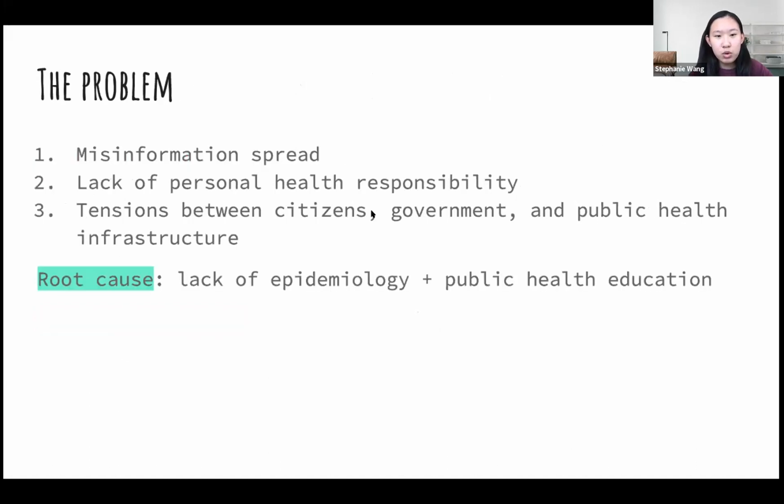All right, next. So what is the problem? We already went over this: misinformation, lack of personal health responsibility, and third of all, tensions between the citizens, government, and the public health infrastructure. So we can see lots of factions that arise due to this pandemic, whether that's political or apolitical. It's not very healthy for a society to have people antagonistic to the common goal of getting over the pandemic. So that's what we really want to promote, which is a more cohesive society with less tensions. So the root cause of this is a lack of epidemiology and public health education.